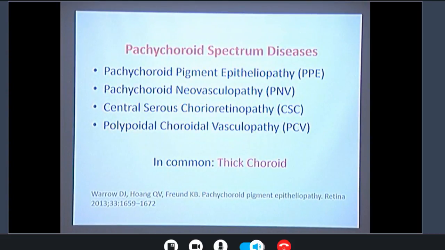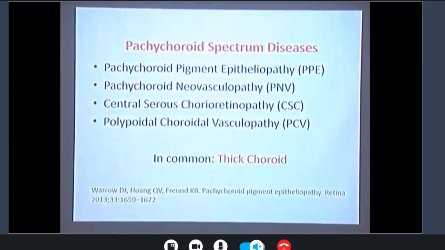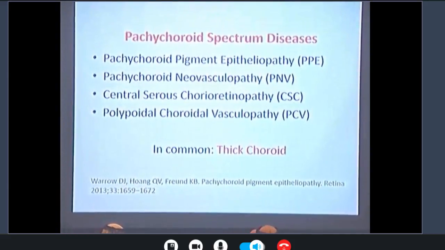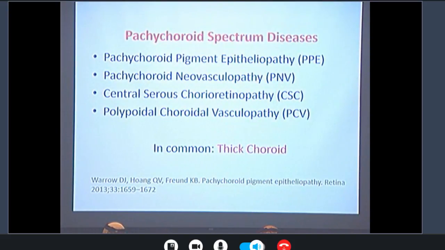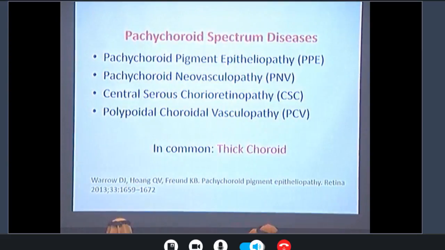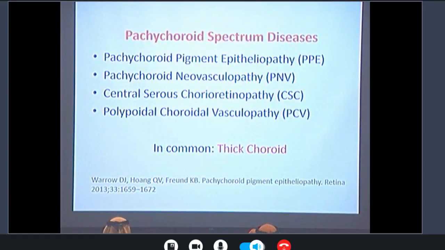And the other one is well known to any retina specialist, our famous central serous chorioretinopathy. For AMD experts, there is one subtype of AMD called polypoidal choroidal vasculopathy, and we'll try to get information about that. All these diseases have in common that they have a thick choroid, okay? This is what joins all the physiopathology together.